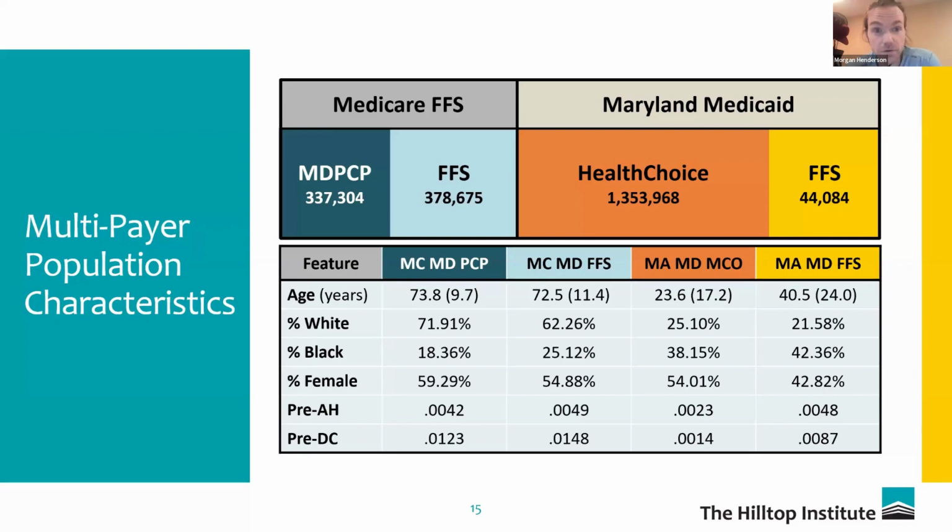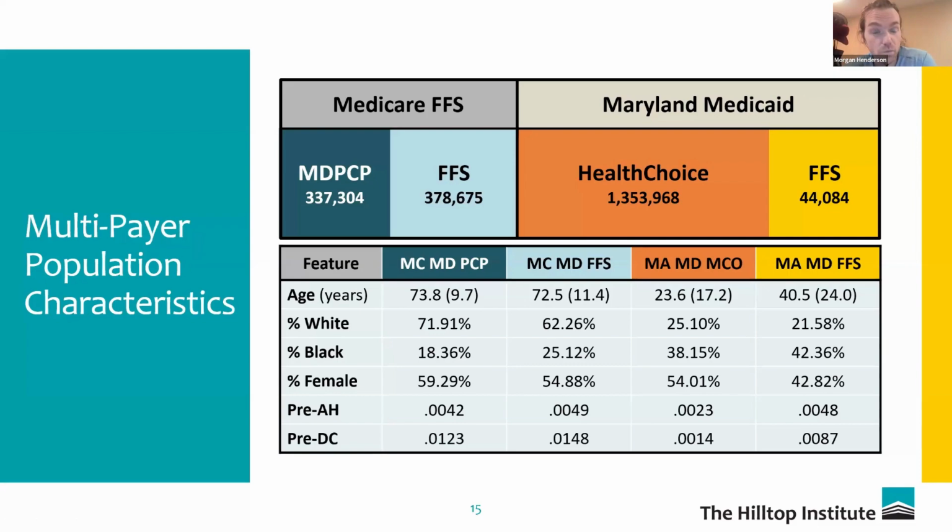And so at a very, very high level, this is the distribution of the populations for whom we make these pre-AH and pre-DC risk scores. So we have about 750,000 Medicare fee-for-service individuals. It's about half and half for the MD-PCP and the non-MD-PCP population.